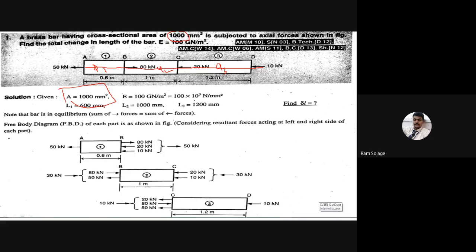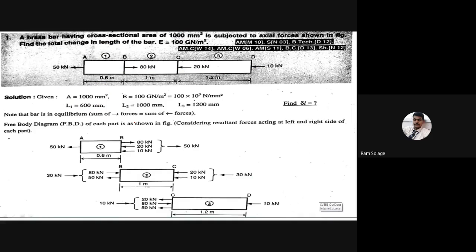In the numerical itself, they are giving the diagram, and they are asking the question: calculate the total change in length. That is the total change in length, nothing but the delta L of the bar. And they are also giving the value of E, the Young's modulus or modulus of elasticity, as 100 giganewton per meter square. This is the problem. I think the problem statement we have understood.